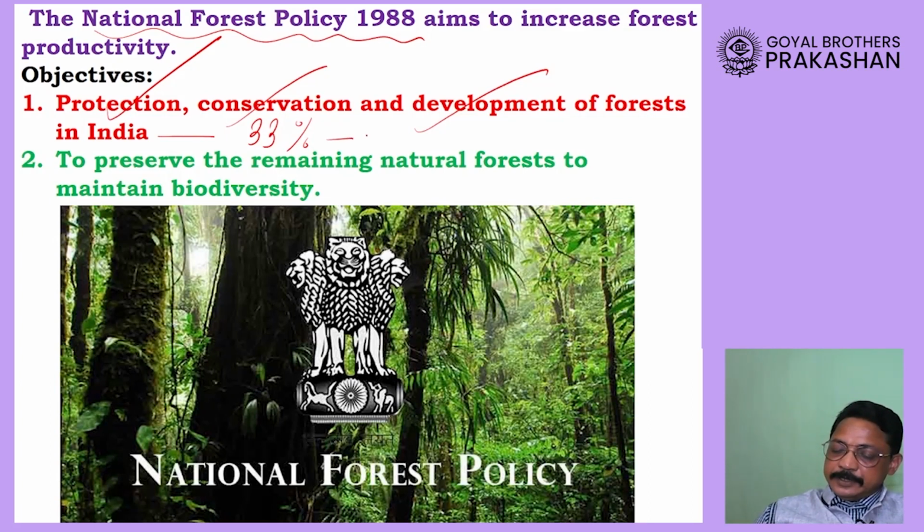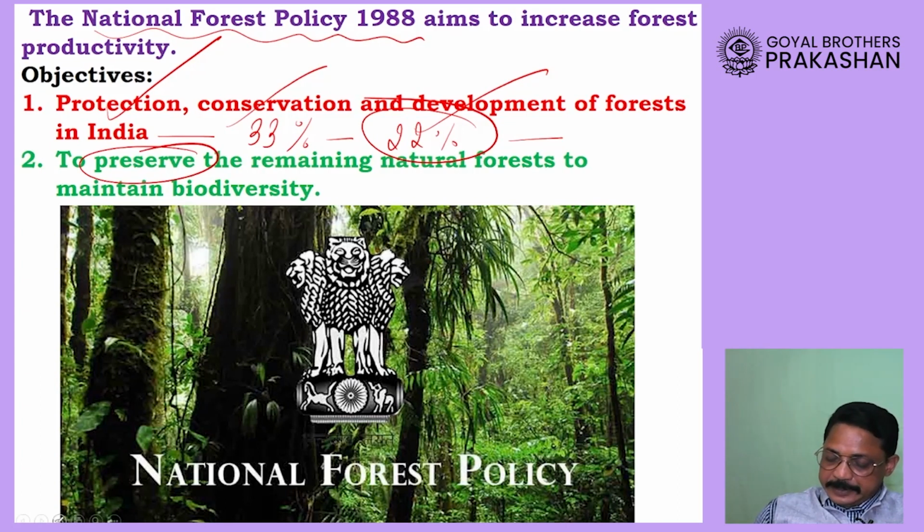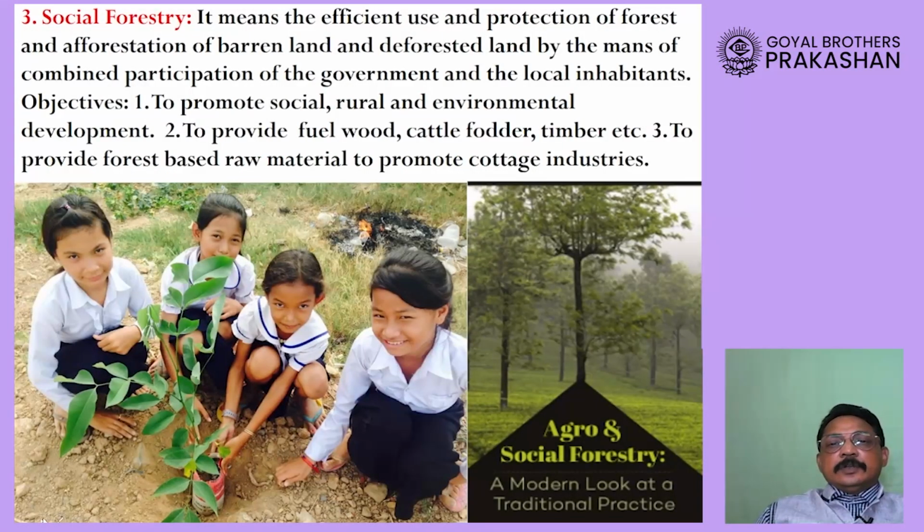The latest value tells that around 22% of our country's area is under forest, and it's not a good sign. It is resulting in less rainfall, droughts, increased temperature, and more soil erosion, and it is causing a lot of problems. Therefore, the government passed this forest policy law in 1988, and also wants to preserve whatever natural resources are already present. Now, social forestry is an attempt in which everybody is involved.